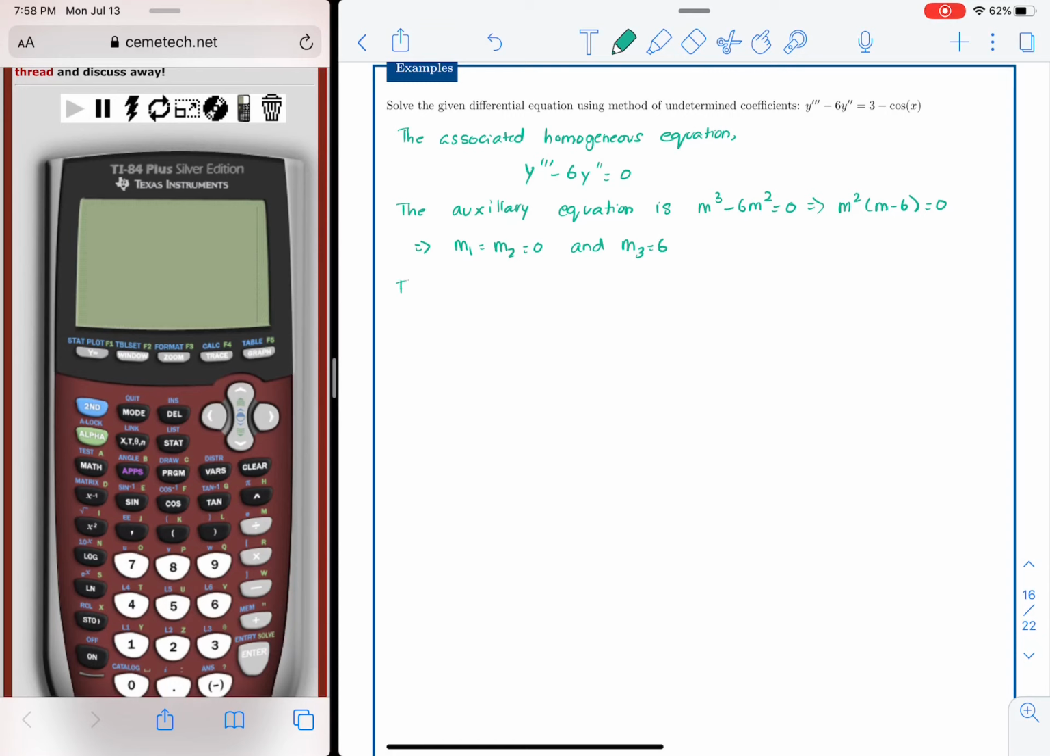So the complementary solution is y equals c1 e raised 0x plus c2x e raised 0x plus c3 e raised 6x, which would give us c1 plus c2x plus c3 e raised 6x.